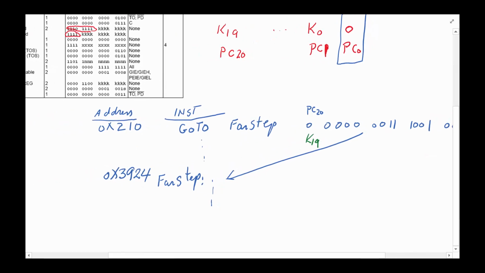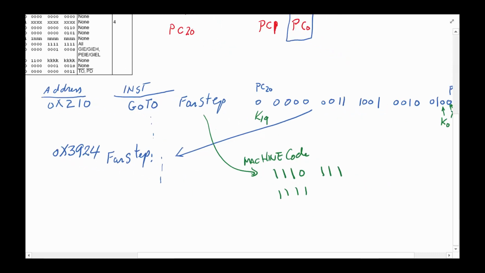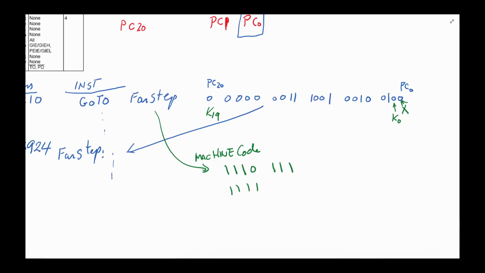Now I'll go to the opcodes. Now the machine code for this. So now we're doing the machine code for that instruction, and the machine code is going to be 11101111. And the second word is going to be 111. And these are the opcodes. Okay? So if those are the opcodes, then we have to take the K's.